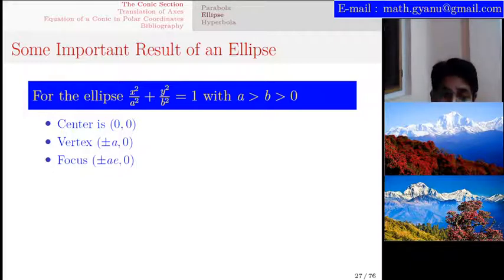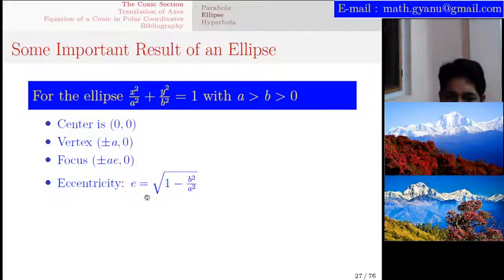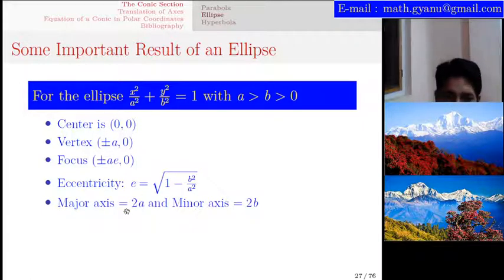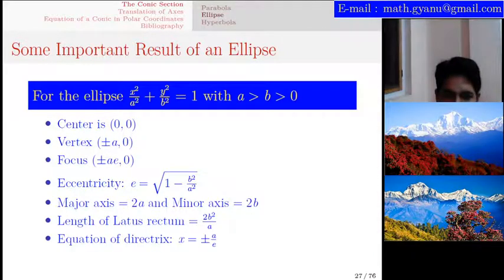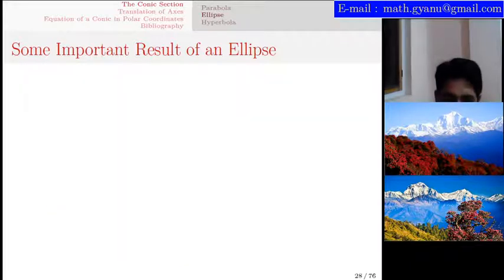So how to find e? To compute the eccentricity, you may use this formula: square root of 1 minus b square by a square. The length of the major axis will be 2a and the minor axis will be 2b, and the length of the latus rectum is 2b square by a. I suggest you remember these results. And the equation of directrix is given by x equal to plus minus a divided by e.